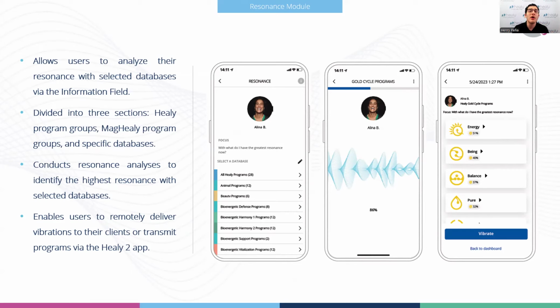So a very common method of application when it comes to using this particular module, the resonance module, is that you would do a no Healy programs analysis. We're going to be going over that once we're doing the live demonstration of the app. But then once you do that, you will be getting the top 5 program groups of all the different program groups that Healy contains. And then what you can do after that is perform a new analysis on the highest program group or other one that resonates the most with you.